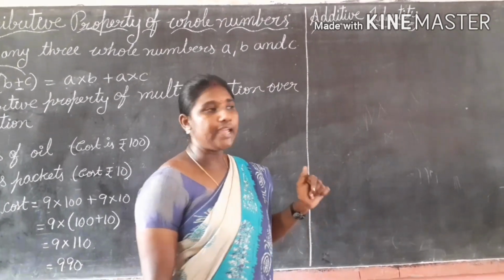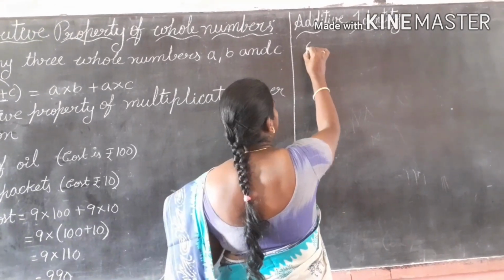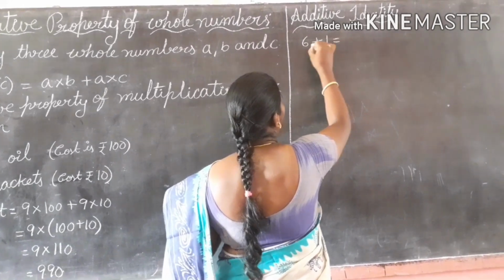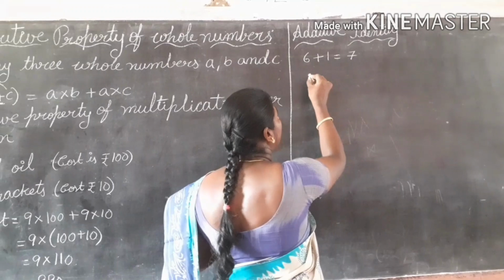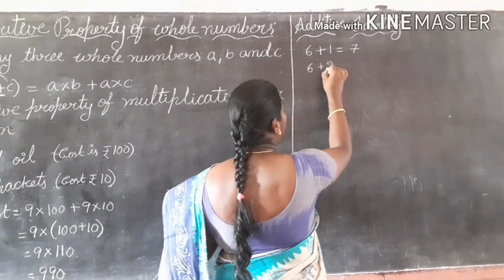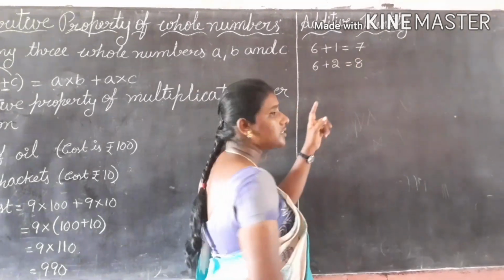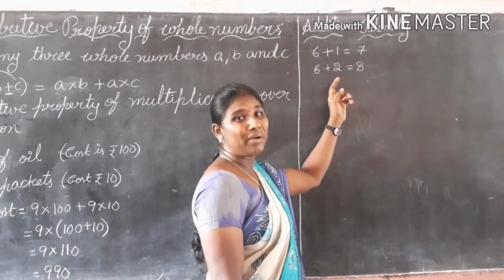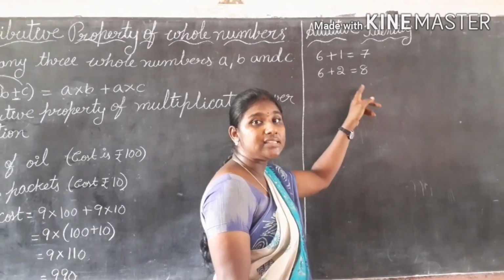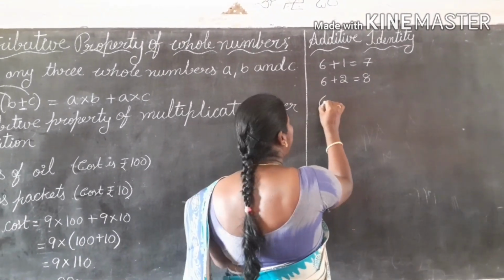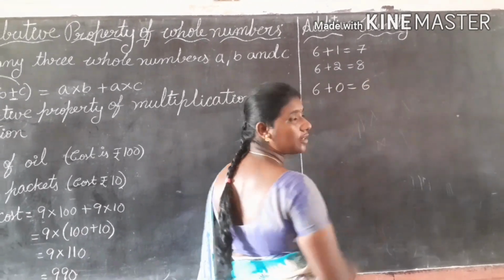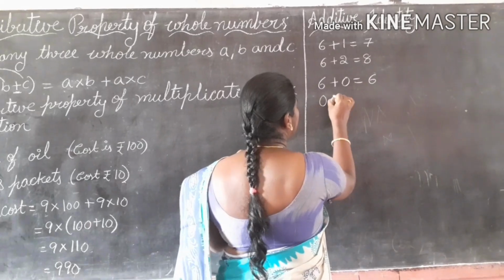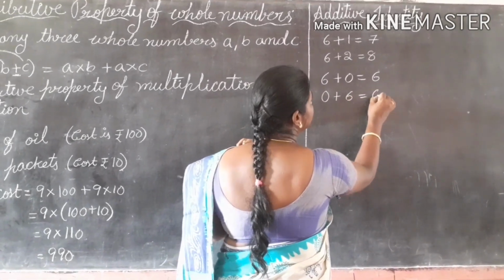Suppose we take 6. We add 1 to the 6. How much are we getting? 7. It will change, we are not getting the same number. Again, suppose we add 2. We will get 8. Here also we do not get 6 again. By what number do we add to get 6 again? We add 0. 6 plus 0 is equal to 6. 0 plus 6 is equal to 6.